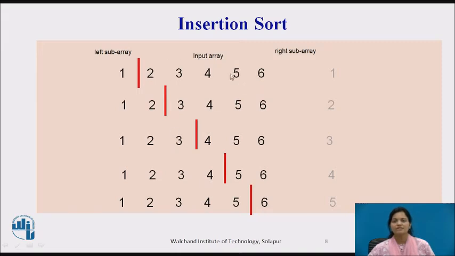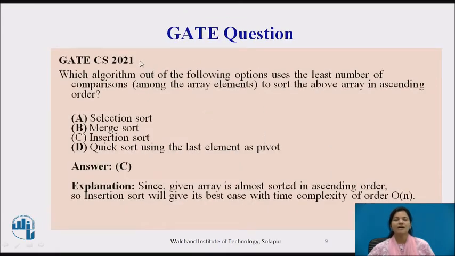So here we have 6 numbers, 6 minus 1, that will be 5 comparisons that have happened. Now as per the GATE question we can say that insertion sort is better, as the given array is almost sorted in ascending order. So insertion sort will give the best case time complexity of big O notation n. So here the answer will be C.